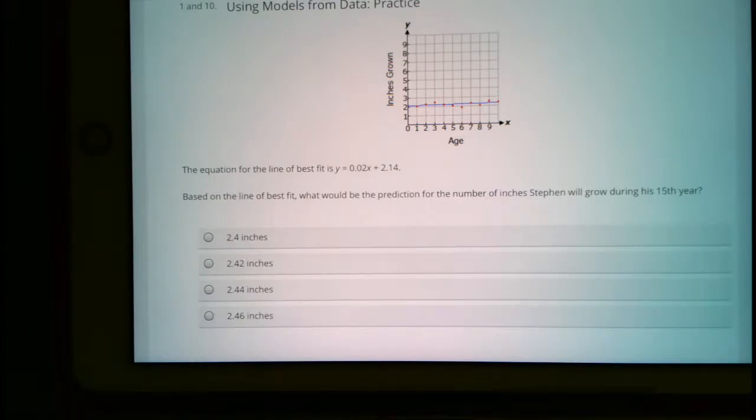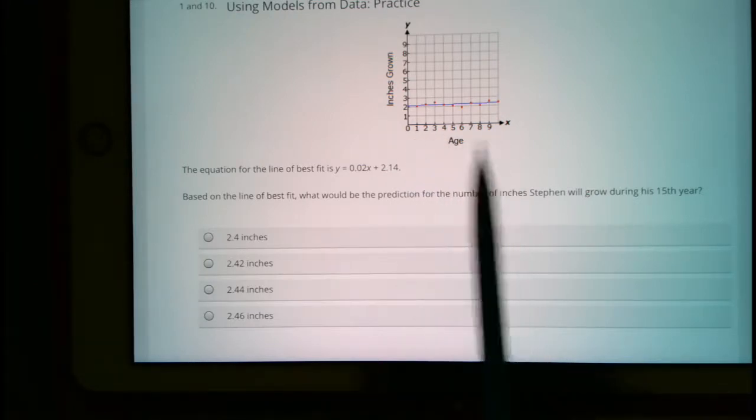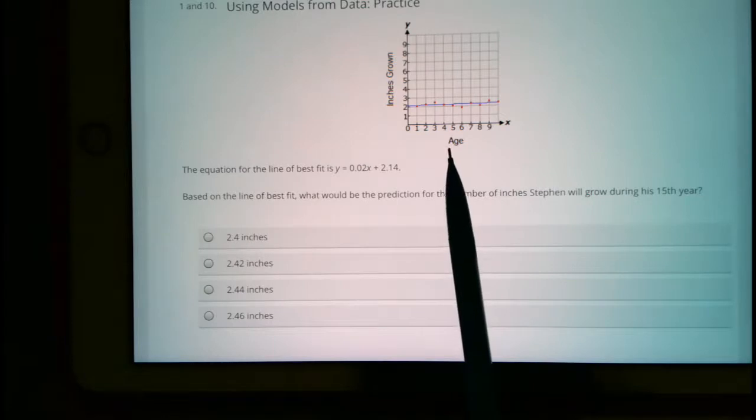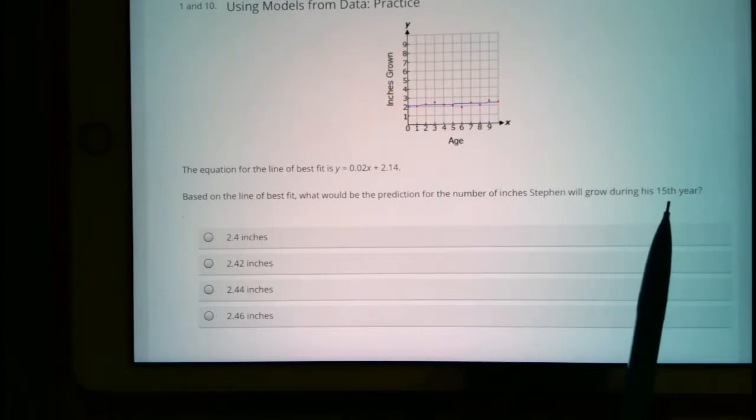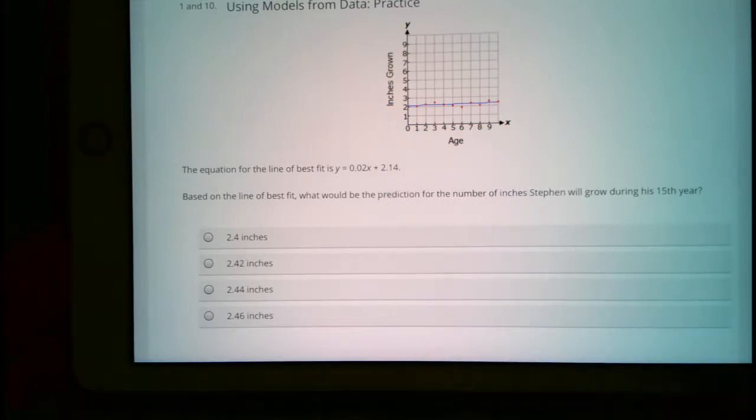So again, when we're looking at this problem, we need to determine what is that 15th year. The 15th year is a roundabout way of saying when he's 15 years old. And if you look at the graph again, age is on the x-axis. So we're going to take that 15 and put it back into the equation to come up with our inches, which is on the y-axis.